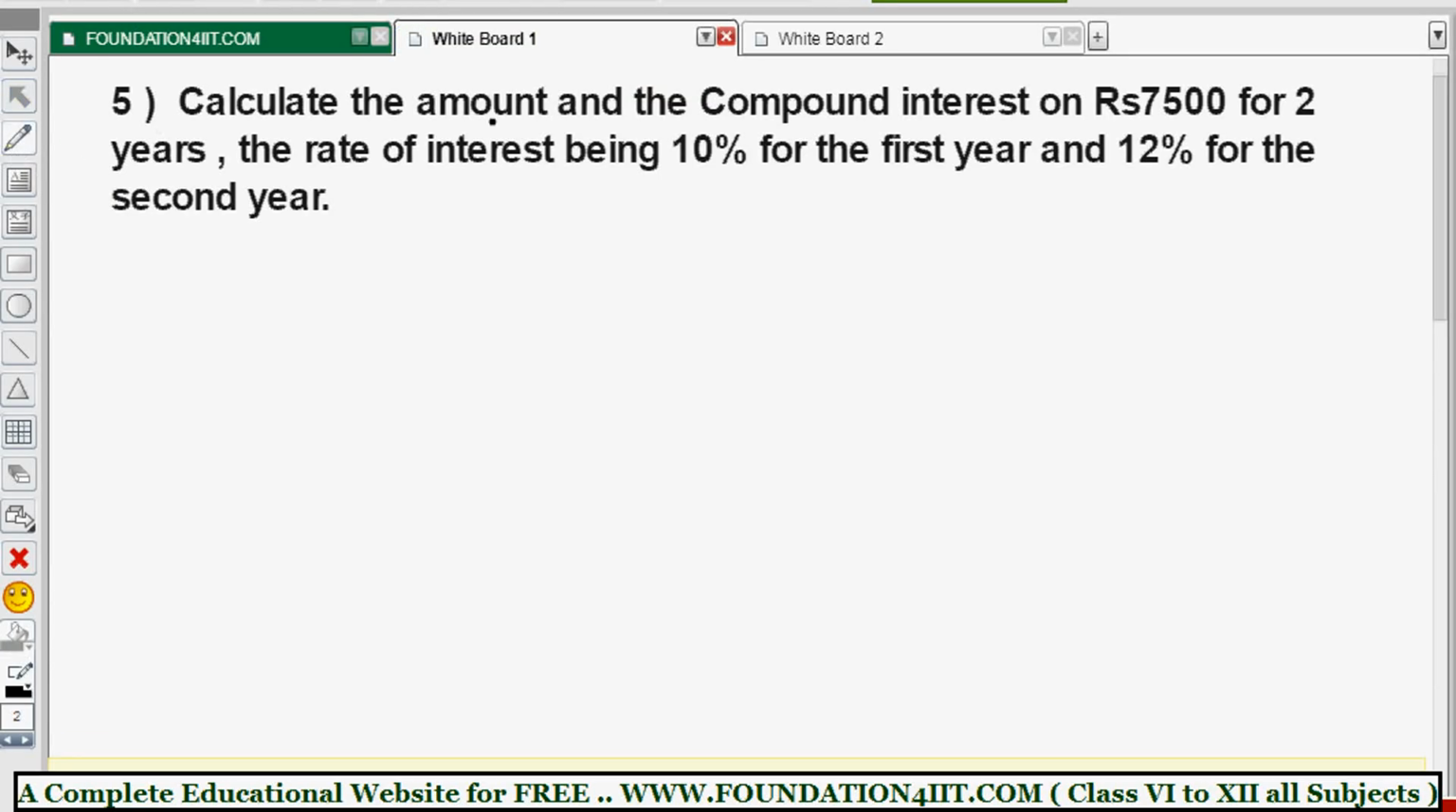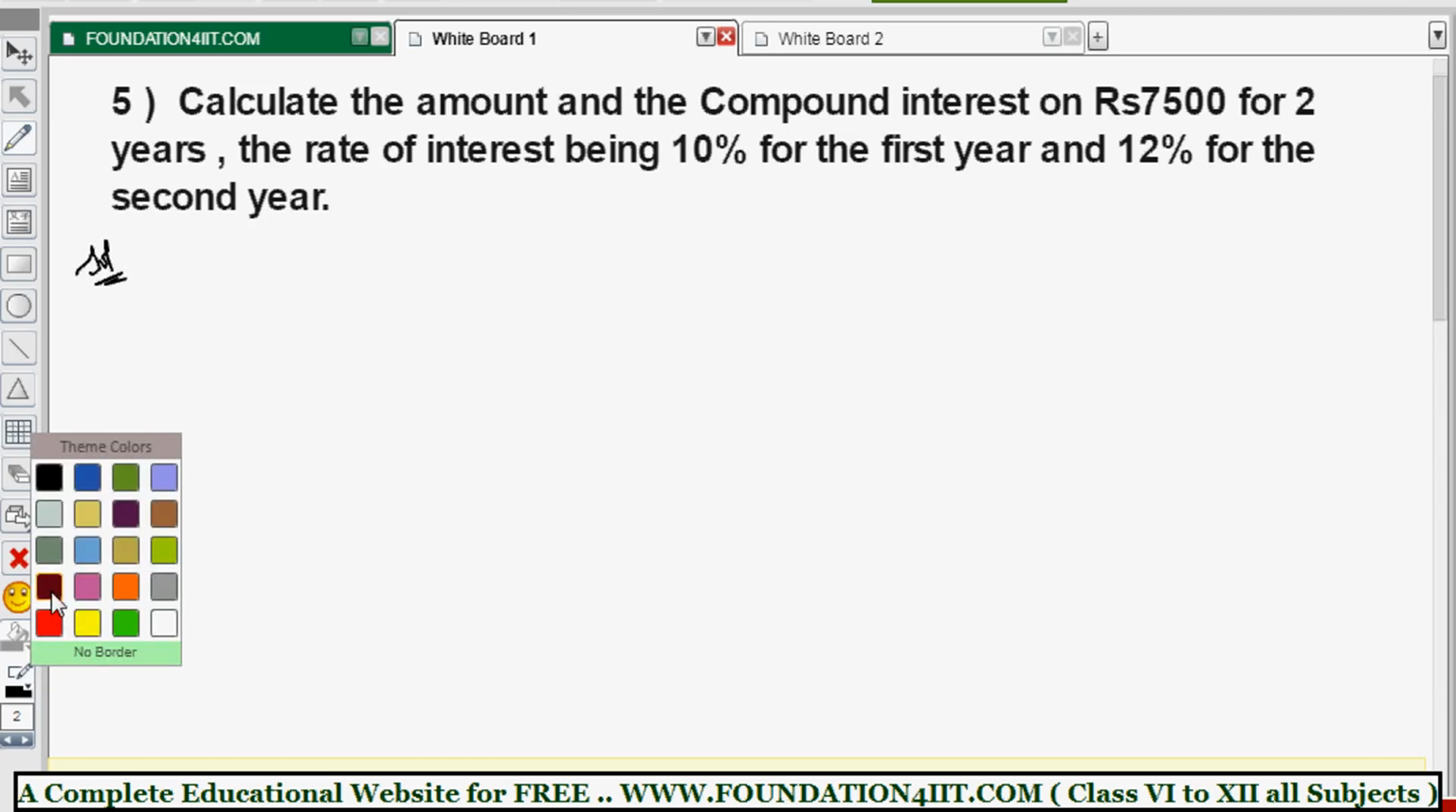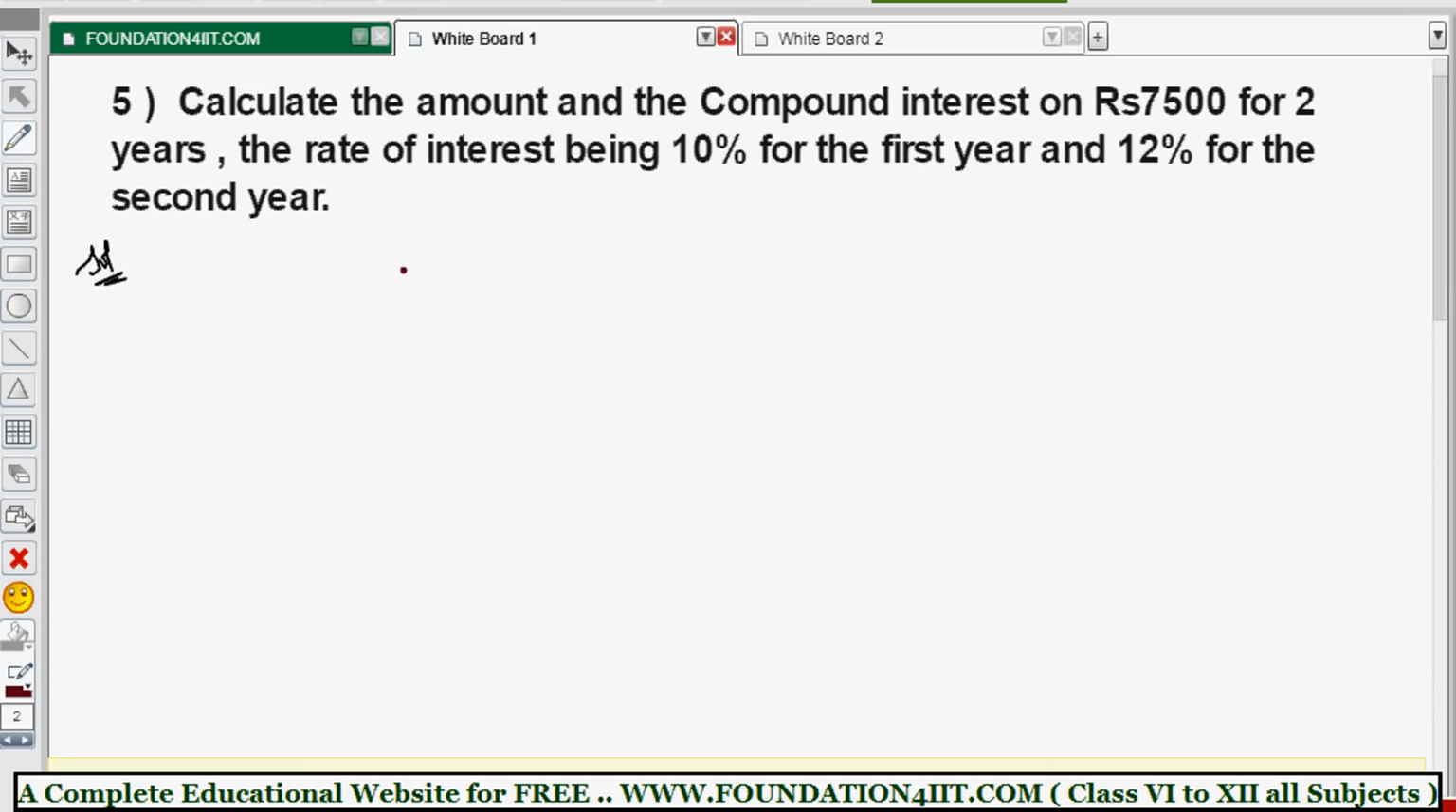Here the question is calculate amount and compound interest for 2 years, but the rate of interest is changed for the first year and second year separately. So how is the change? You should take the value according to that. Similarly, you take the problem. Same principal for the first year is the same invested amount. So principal for first year is rupees 7,500. Now the rate of interest for first year is 10%, right?